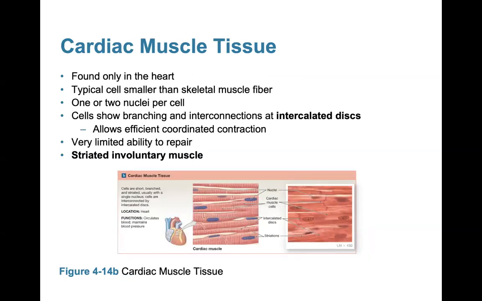Cardiac muscle is only found in the heart. Typical cell is smaller than that of skeletal muscle fiber, with 1 or 2 nuclei per cell. Cells show branching and interconnections at intercalated discs, and this allows for coordinated contraction. One of the very common features is these intercalated discs, which are just little tubes that connect the muscle fibers to each other. Cardiac muscle does not repair very easily, and as such, if you have damage due to a heart attack, it's oftentimes replaced by scar tissue, so you're losing muscle mass. It is a striated involuntary muscle.